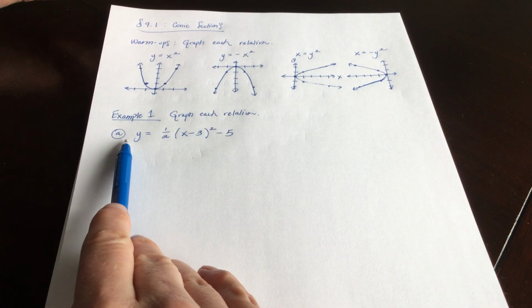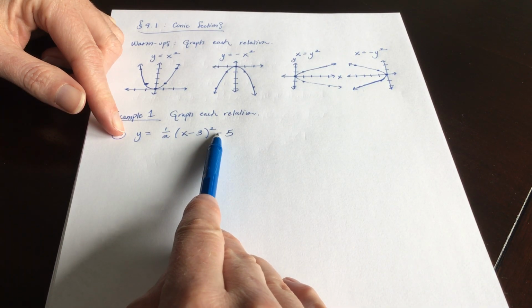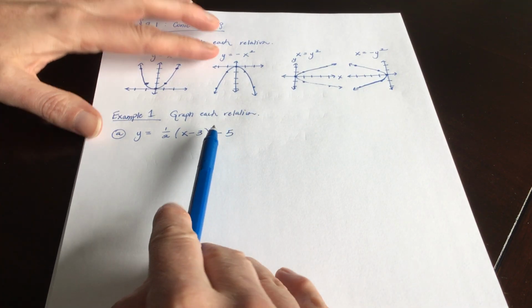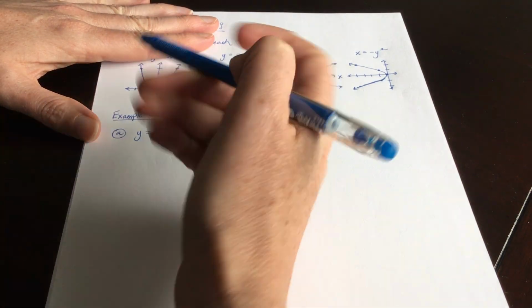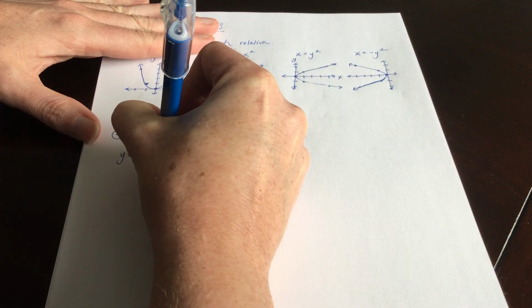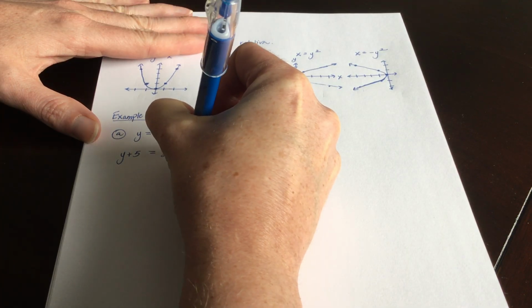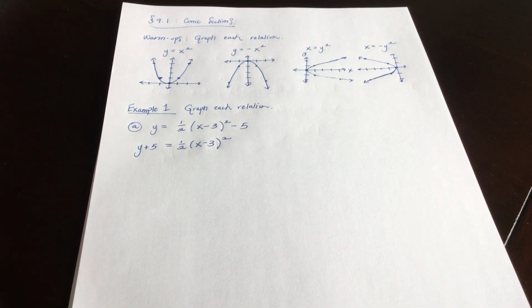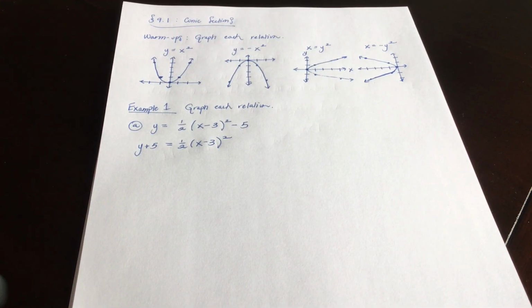The only difference between the way this is written and the way that I'll probably start thinking about it from now on is instead of looking at the minus 5 right as it is, you're going to see me add it to the other side. And it does not change the way the graph looks at all. I hope that is comforting.